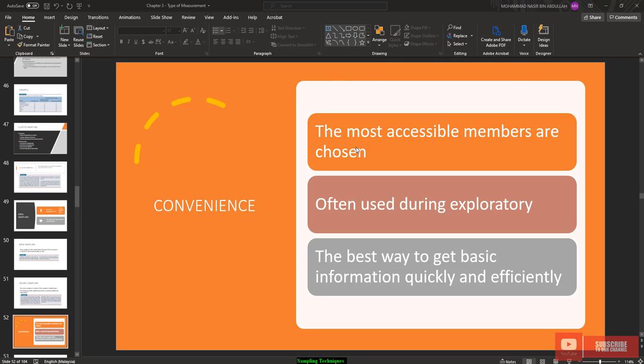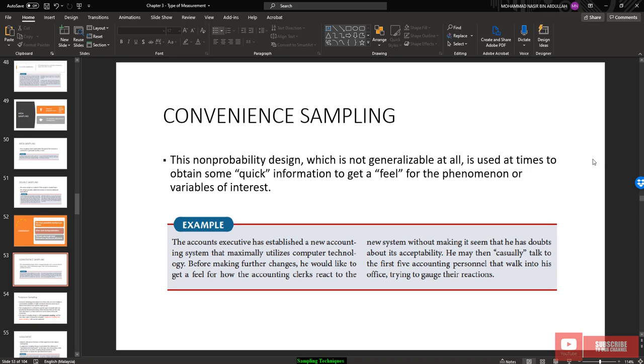But remember, when you do non-probabilistic sampling techniques, sometimes we are not doing a complete randomization. We are not employing a randomization technique. So that means some of the sample or elements that we select from the population might be biased, might not represent the whole population. So convenience sampling technique is a non-probabilistic sampling design, which is not generalizable at all. It is used at times to obtain some quick information to get a feel of the phenomenon or variable of interest, right?